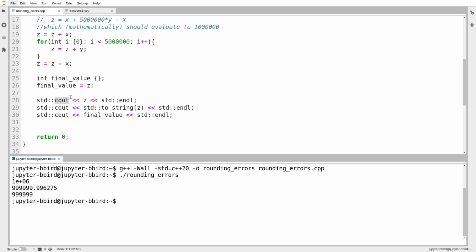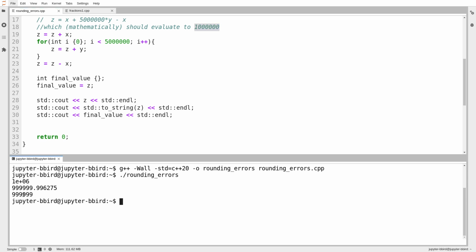Okay, so you can see when I print out z with line 28, it prints it with this scientific notation, 1 times 10 to the 6. It's covering up what's actually happening in a decimal sense there. So when I convert z to an int, the value I get is 999,999. I want the number 1 million, I get the number 999,999.